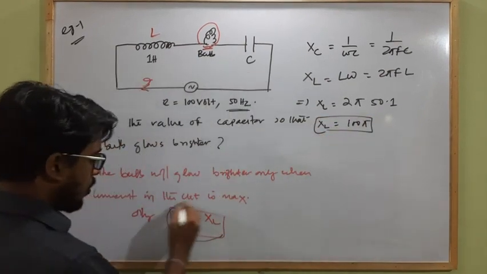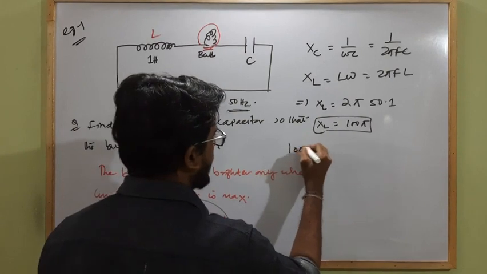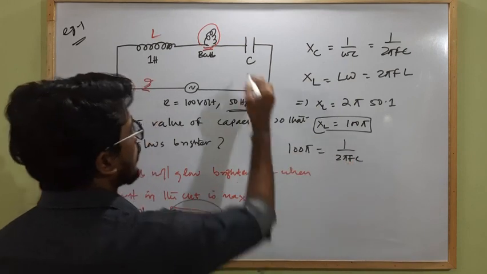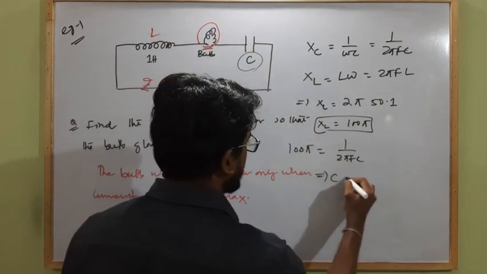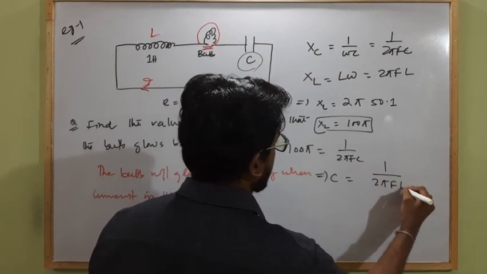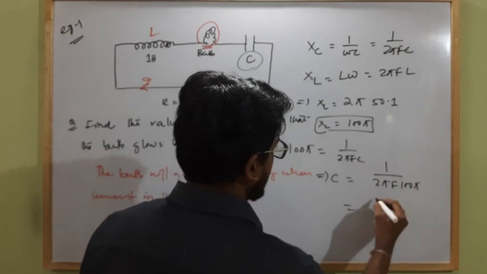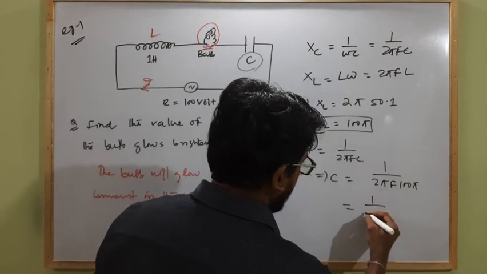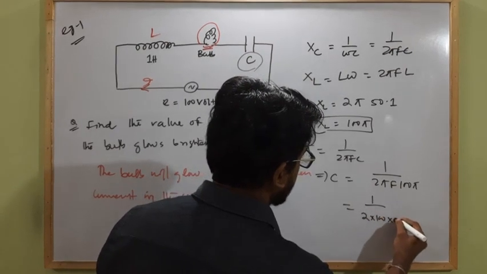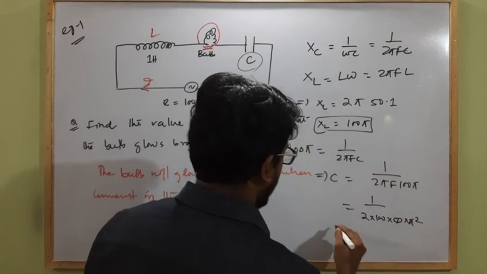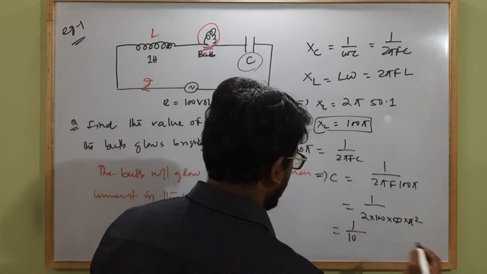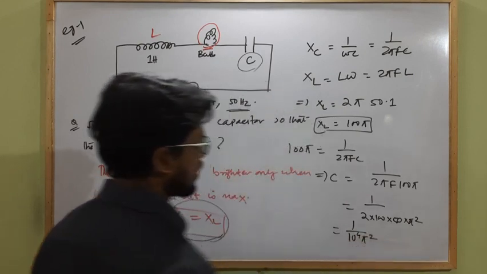So according to the condition for maximum current, 100 pi equals 1 by 2 pi F into C. So we have to find out the value of C. This implies C will be how much? 1 by 2 pi F into 100 pi. So this will be equal to 1 by 2 into 100. What is F? F is 50 into pi square. So this will be 1 by 10 to the power 4 pi square.